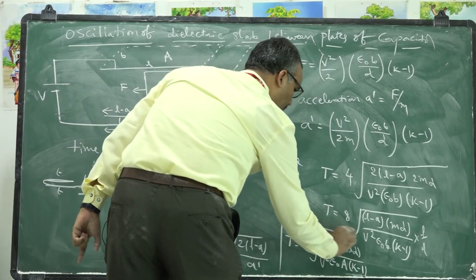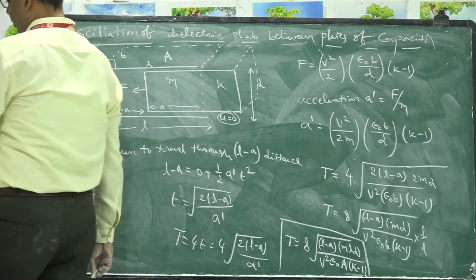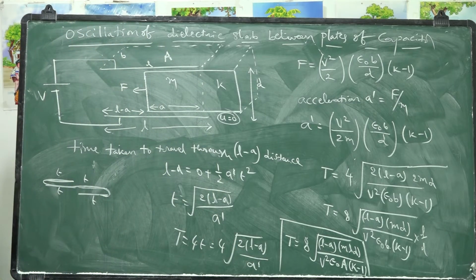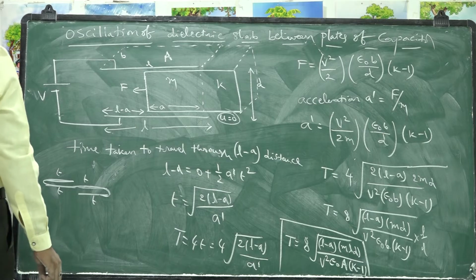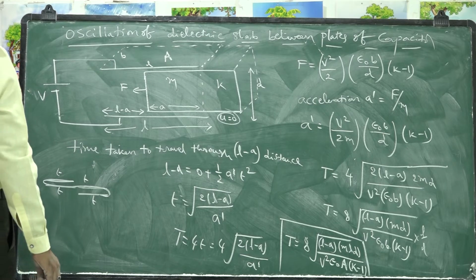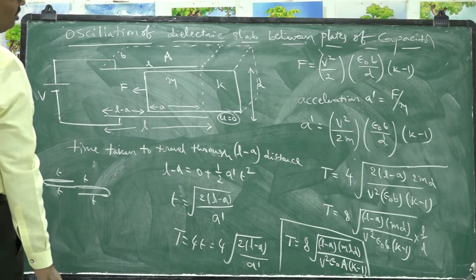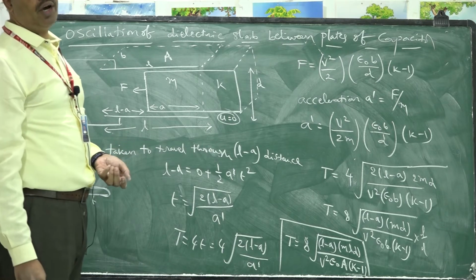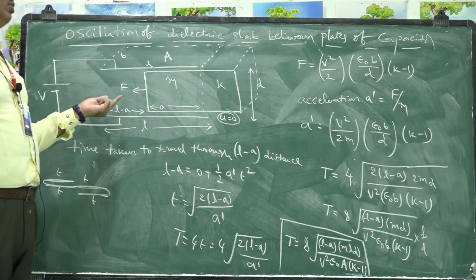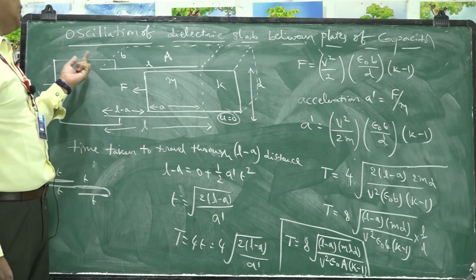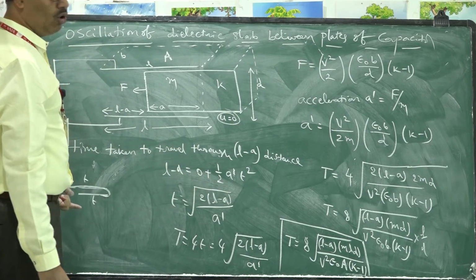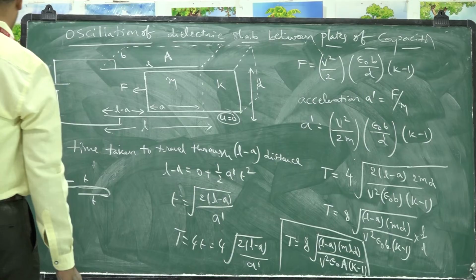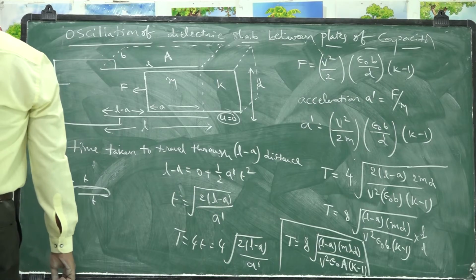This is the formula for time period of oscillation of a dielectric slab between the plates of a capacitor: 8 into square root of L minus a into mLd in the numerator, epsilon naught V square A into k minus 1 in the denominator. So I used the formula for force applying on the dielectric when the battery is still connected, and I calculated the time period. I hope you followed. Just note down this.